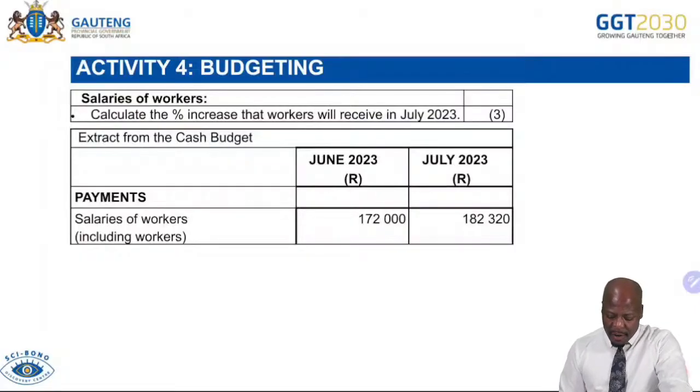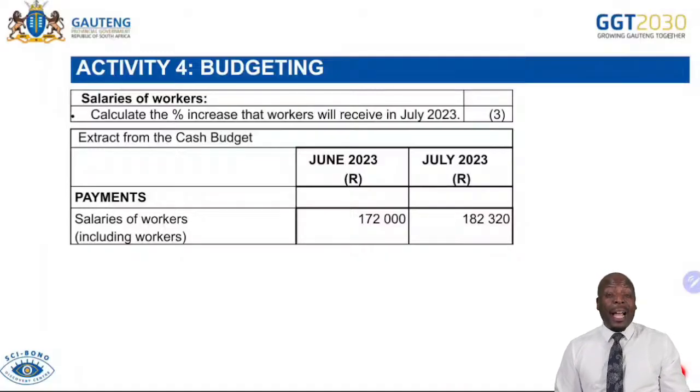Calculate the percentage increase that workers will receive in July. So these are very, very common questions. Percentage increase, percentage decrease. And remember to comment as well, especially if it has to do with salaries, if it has to do with particular expenses. There are control questions that also might follow such calculations. Calculate the percentage increase that workers will receive in July. Okay, so for you to do that, you first have to look at what they were getting before.